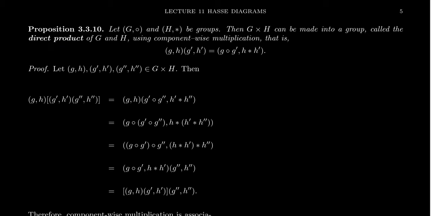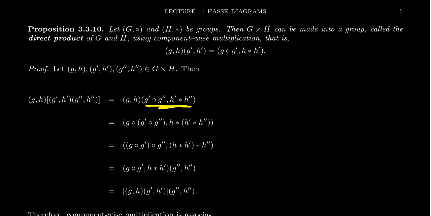So let's now prove that this binary operation satisfies the three axioms of a group. It needs to be associative, it needs to have an identity, and it needs to have inverses. To show associativity, we have to take three arbitrary elements of the group. As the group is the set of ordered pairs, we're going to take three arbitrary ordered pairs: (g, h), (g', h'), and (g'', h''). And then we have to operate them together. To do associativity, we're going to do the last two first, and then the first one. According to component-wise multiplication, I should operate g' and g'' using circle, and operate together h' and h'' using asterisk, like so.